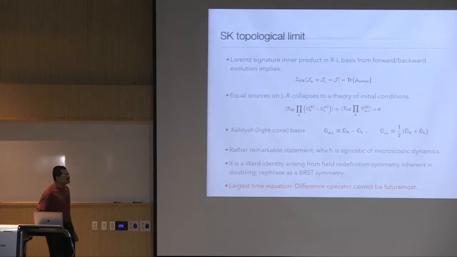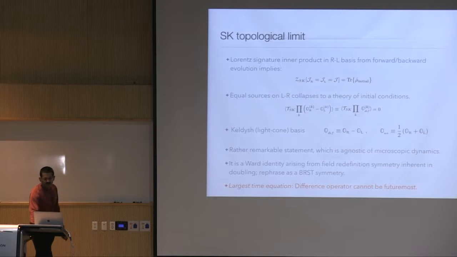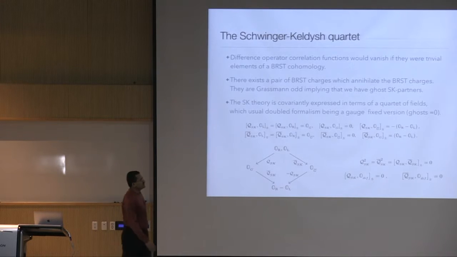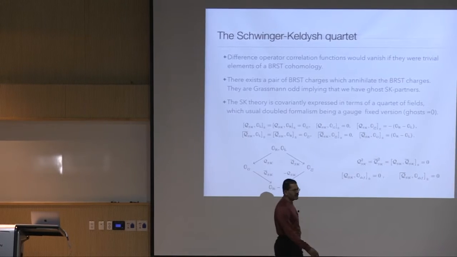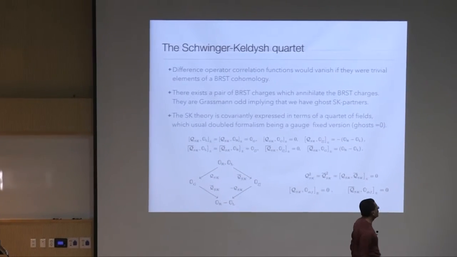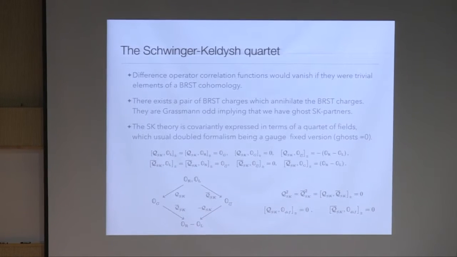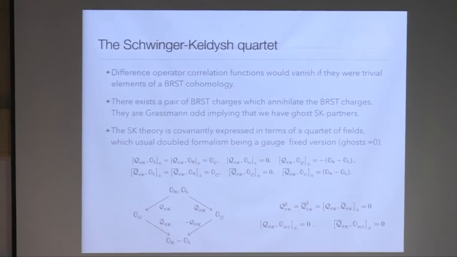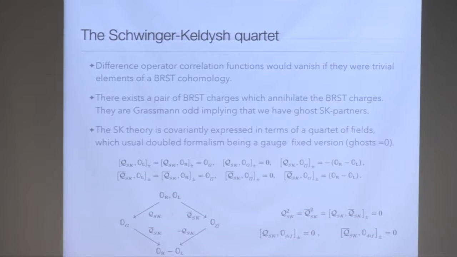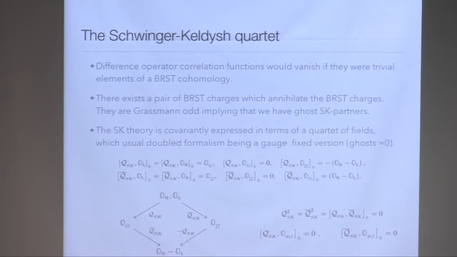Okay, so now let me take these statements and put them into equations. I'm just going to assert the following, and you can then post facto check that it works. If there was a BRST complex, a Grassmann odd charge that squared to 0, that was nilpotent, which annihilated the difference operator, and if this charge was a symmetry of your theory, then it immediately follows that the difference operator correlator is 0.